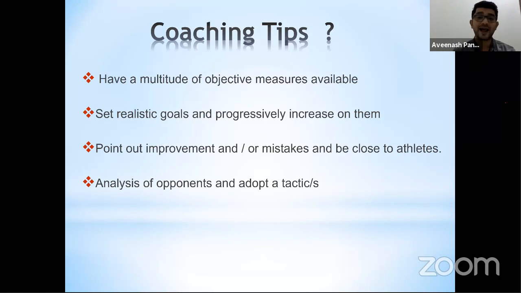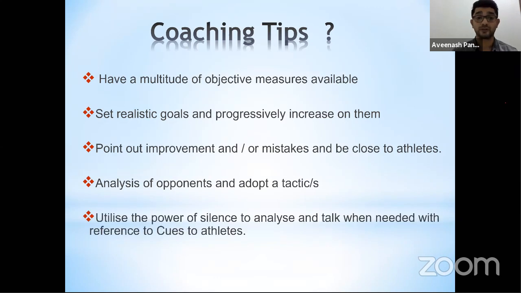Analysis of opponents. Often coaches analyze opponents without discussing it with their athletes. So coaches know the strong and weak points of the opponent, but not the athlete. Therefore, the tactics are not going to work. So work on that, especially when you're dealing with power sports. You need to make the analysis together with your athletes. These are what I've seen in my coaching experience.